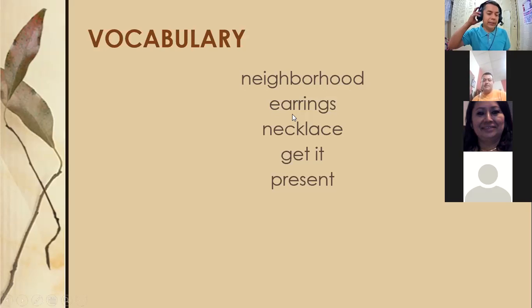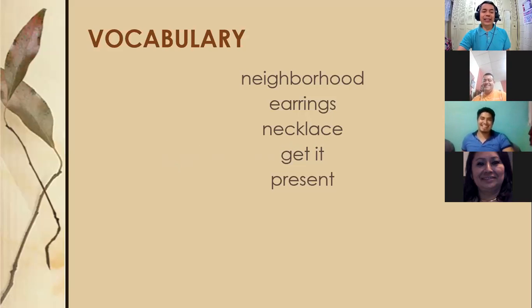Now, ear is this, right? And ring is this, right? Look, this is my ring. So this is a ring for the ear. Ring for the ear, so earring. Anillo para la oreja, right? That we say in Spanish, aritos, right? Good. And neck, this is the neck. And lace is lazo. Lazo para el cuello, right? Necklace. That is cadena o collar, right?